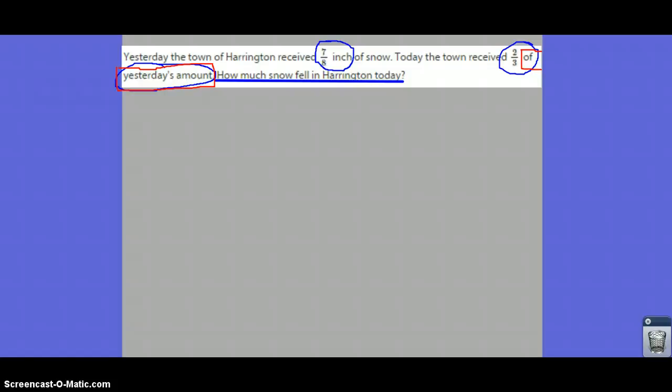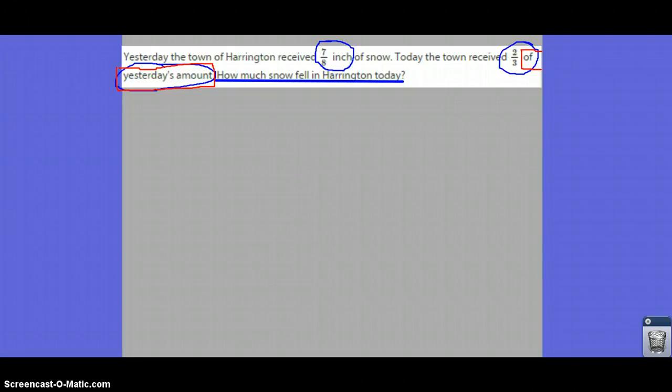Okay, so let's use cubes. We're going to circle our numbers and our units. We're going to circle 7/8 inch of snow, and then we're going to circle 2/3 of yesterday's amount. And then we're going to underline the question, how much snow fell in Harrington today? And here is B, where we're going to box our math action words. And I did that in red for you guys today, and I boxed where it says of yesterday's amount, okay?